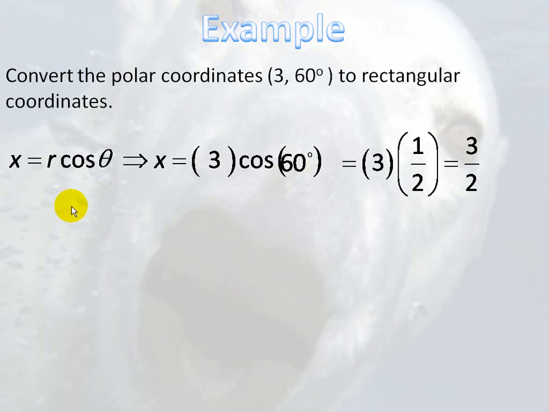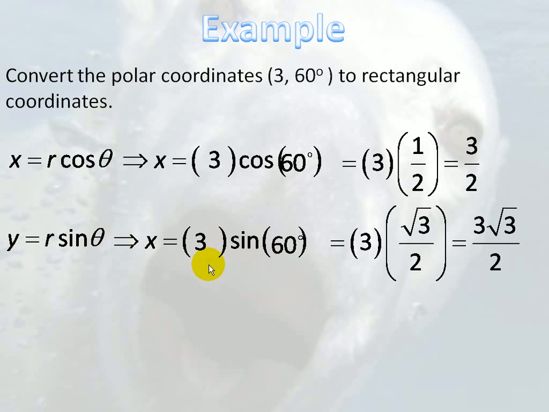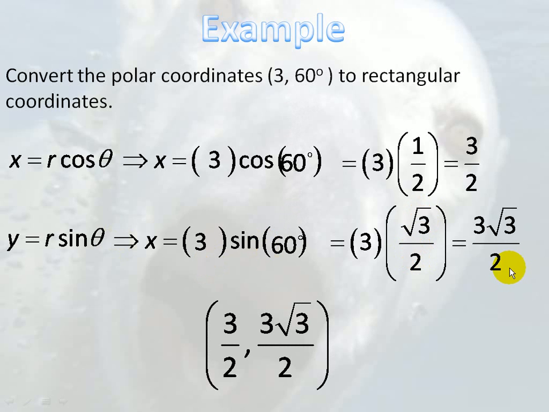Now, let's do the same thing for the y. Y is r sine theta. Put in the 3 and the 60. And we have 3 times, now remember the square root of 3 over 2, that is the sine of 60. And this is just equal to 3 square roots of 3 over 2. So the rectangular coordinates are shown here: 3/2, comma, 3 square roots of 3 over 2.